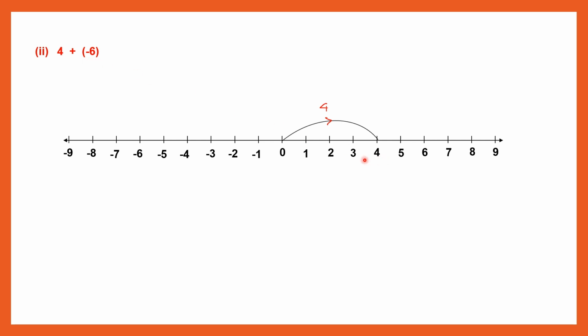That is from 4, 1, 2, 3, 4, 5, 6, up to minus 2. So our curve will come like this from 4 up to minus 2. So this time, as you can see, the curve has come to the left. We have moved to the left and we have moved 6 steps to the left. So we will write that as minus 6 since we moved 6 steps to the left, and we have arrived at our answer, which is minus 2. So let's write out our answer, that is 4 plus negative 6 is equal to negative 2. So this is our answer.